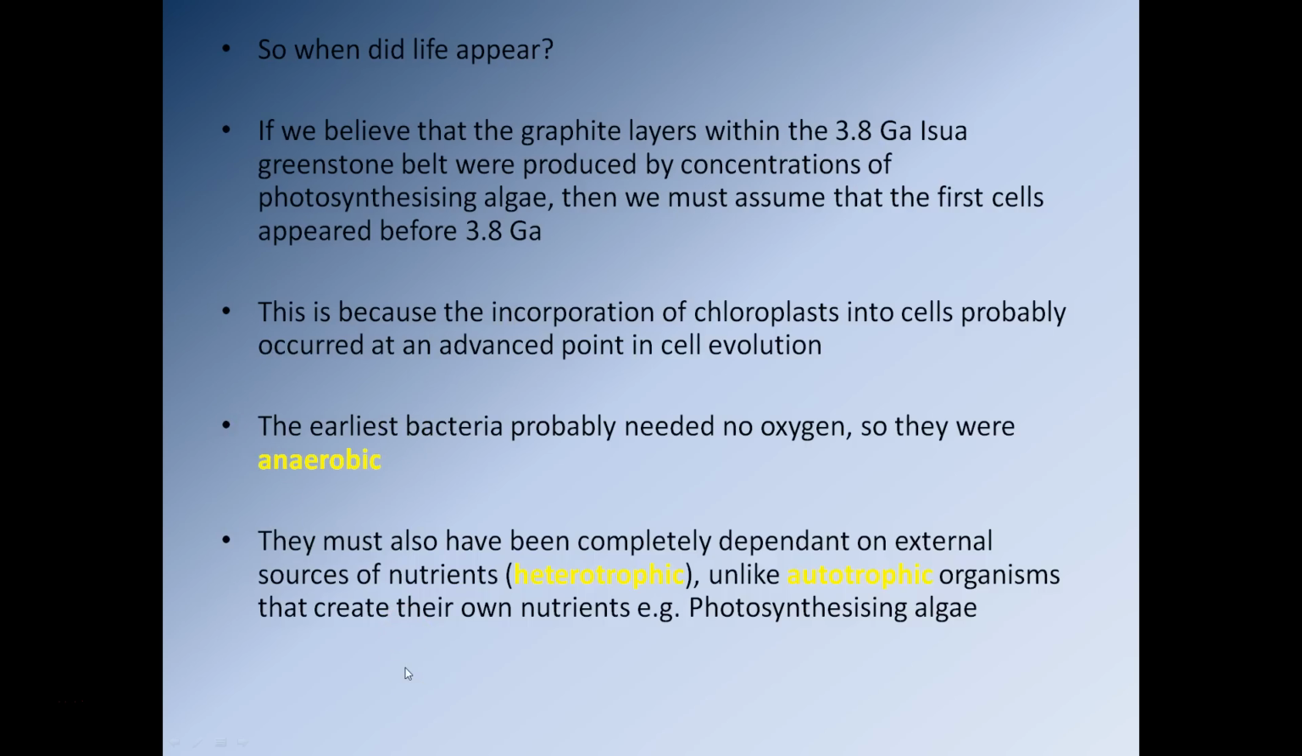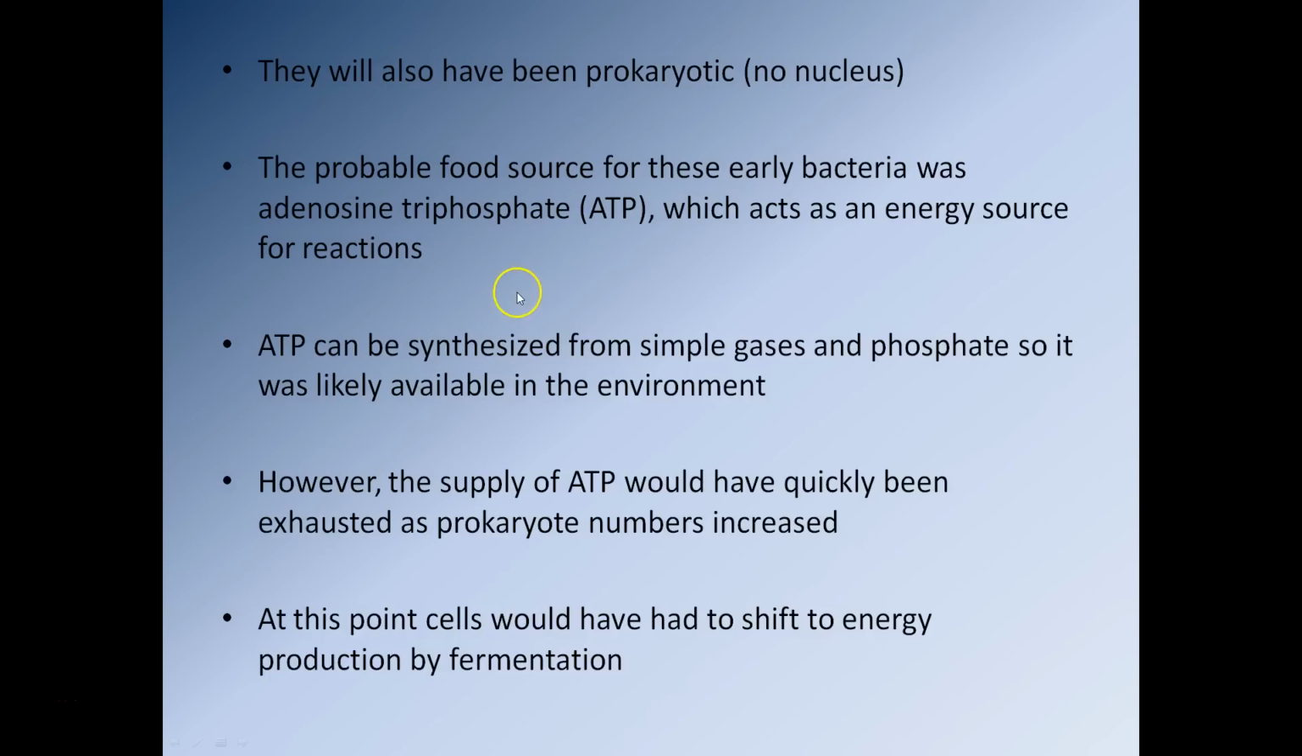And they would have been completely dependent on external sources of nutrients. They're what we refer to as heterotrophs, like us. We can't manufacture our own nutrients, so we have to ingest them by eating plants and other animals. Now, plants, on the other hand, are autotrophs. They have the capacity to make their own nutrients, their own food. So these early bacteria would have been heterotrophic. They would have taken material in and used it to make molecules, used it to make protein, should I say.